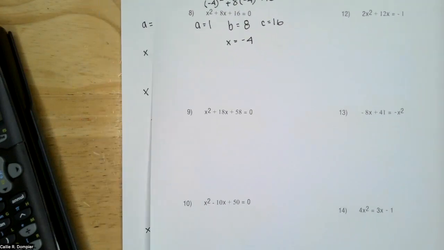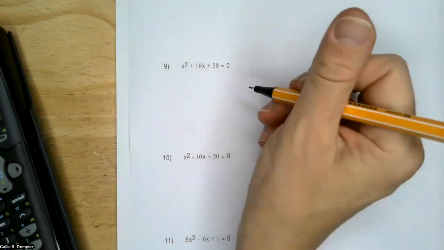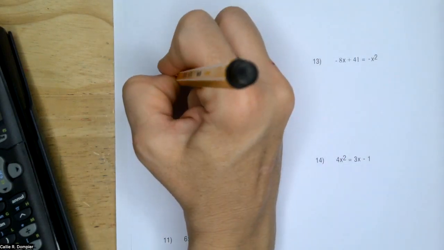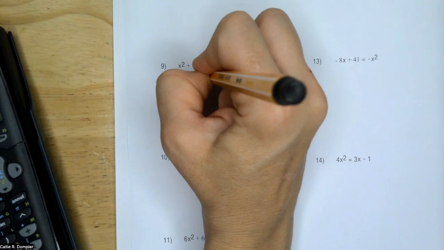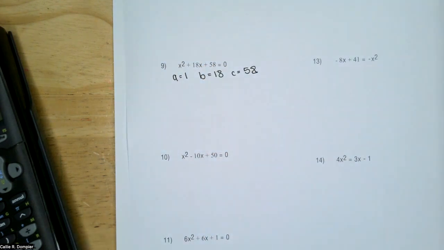All right, number 9. Number 9 says x squared plus 18x plus 58 equals 0. Again, it's set equal to 0 and it's in descending order. A is 1, B is 18, and C is 58. The weird 8. Good. All right.